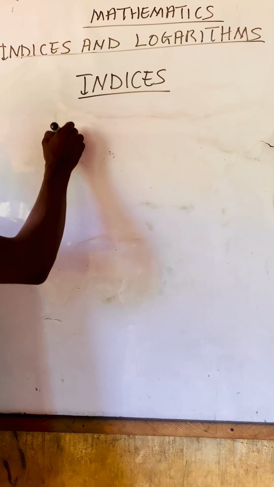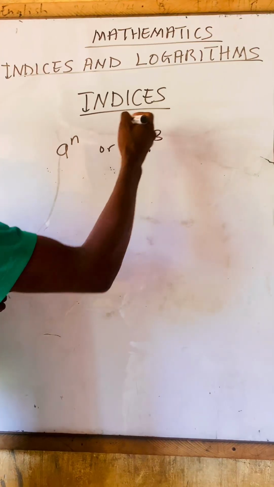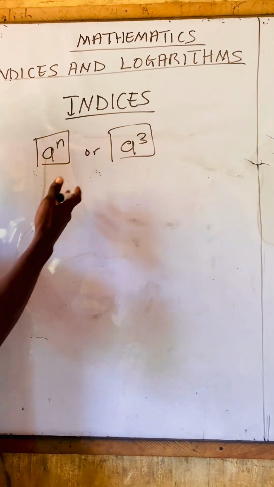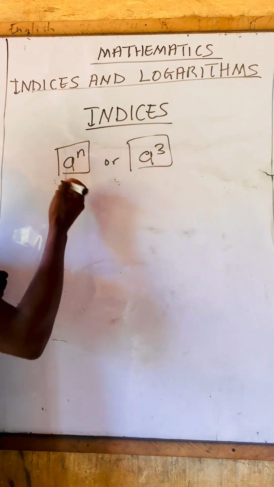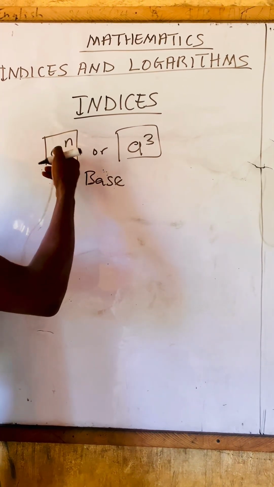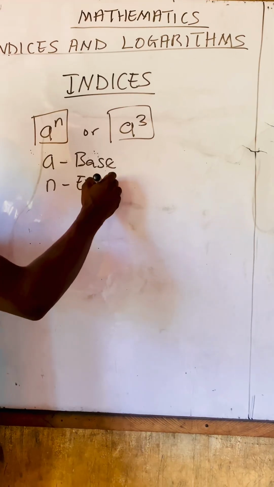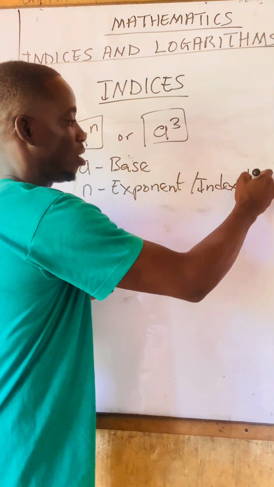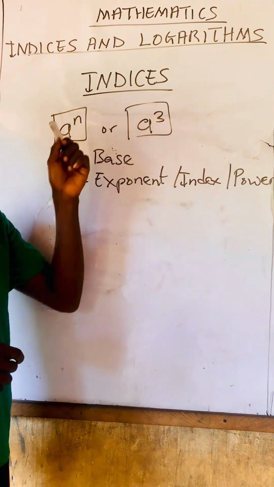So now let's look at the notation for indices. Indices can be written as a raised to the power n, or you can also write it a raised to the power 3. So these are examples of what? Indices, or the notation of indices. Now let's proceed. The a over here is called base, and the n over here is called exponent. You can also call it index. You can also call it what? Power. So these are the names that we can call the notation.